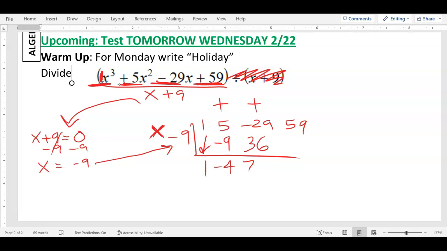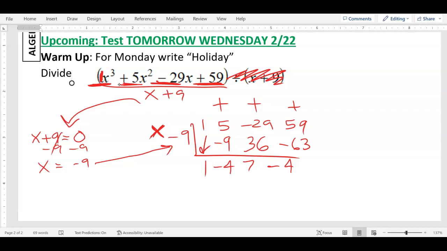Multiply. So 7 times negative 9 is negative 63, and again I'm going to add vertically: negative 63 plus 59 is negative 4. Now here's the deal. Once we do all this trickery, we get all these numbers at the bottom. We need to rewrite it as the coefficients. So the highest power we had was 3. We take away 1, and now we're going to have x squared as our highest power.